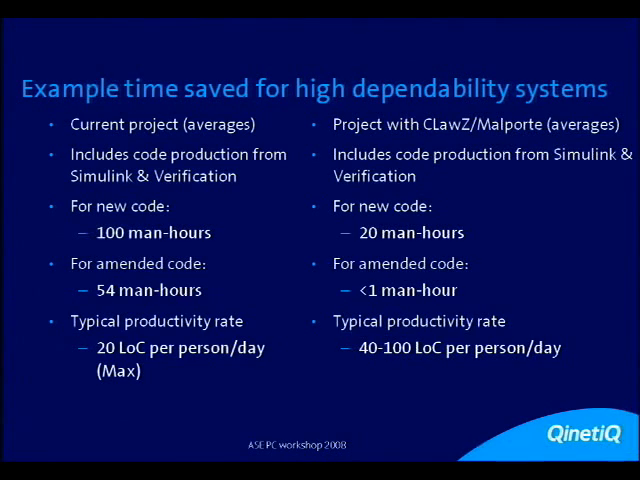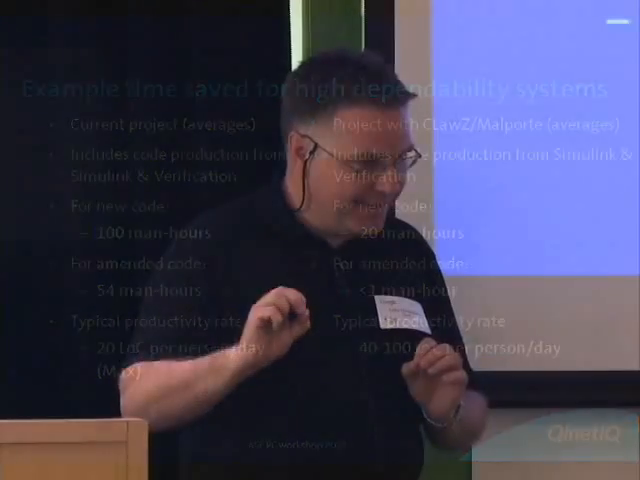And so the typical productivity rate is 40 to 100 lines of code per person per day. But I say it's for the amended code, which is the real essence of the compelling reason to use these sort of techniques.